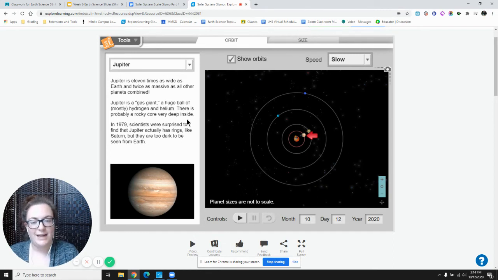All right, it's a gas giant, mostly hydrogen and helium, but we think that there's a rocky core very, very deep inside at the center. All right, we're going to do it again. This time, however, I think it's going to take a while just because I know a little bit about Jupiter. So I'm going to change the speed to fast and then pause it when it gets back to this red arrow. So pay attention to the year right here. All right, press play. Let's get ready.